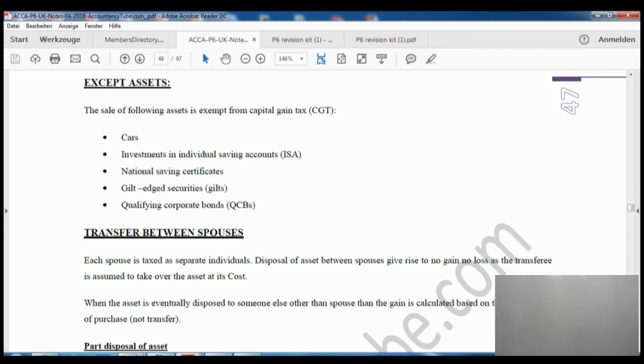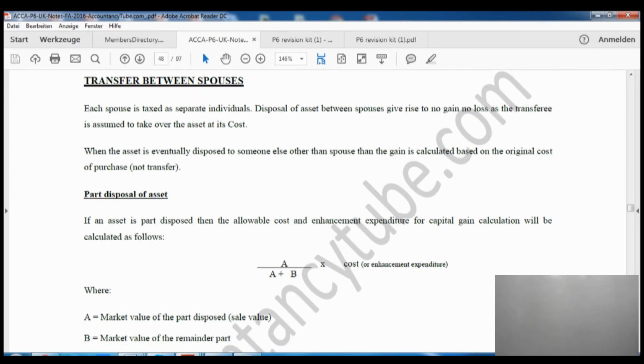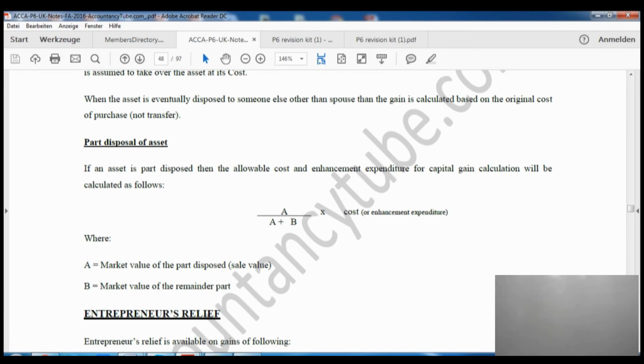It says exempt assets. There's a mistake here. It is exempt assets. So these assets are exempt. So if you have sold a car, it is exempt, and some other assets as well, these are exempt as well. Please make sure you read them and you should know them. Then it says transfer between spouses. Each spouse is a separate individual, they will be taxed separately. So they are a separate individual for CGT, which is capital gains tax. Disposal of an asset between spouses gives rise to no gain, no loss. The transferee is assumed to take over the asset at its cost, as I said. So we have already done that anyway.